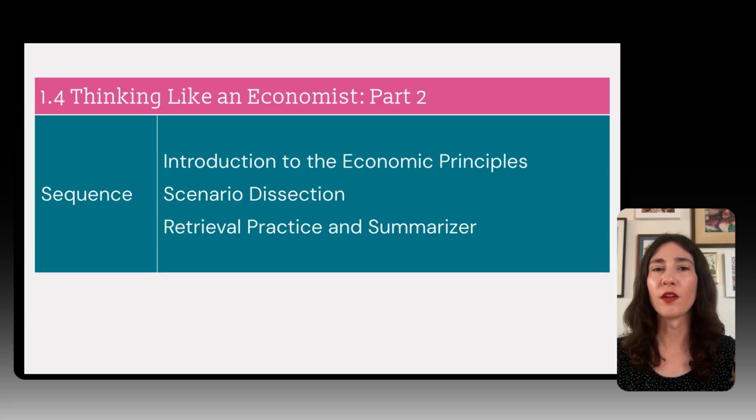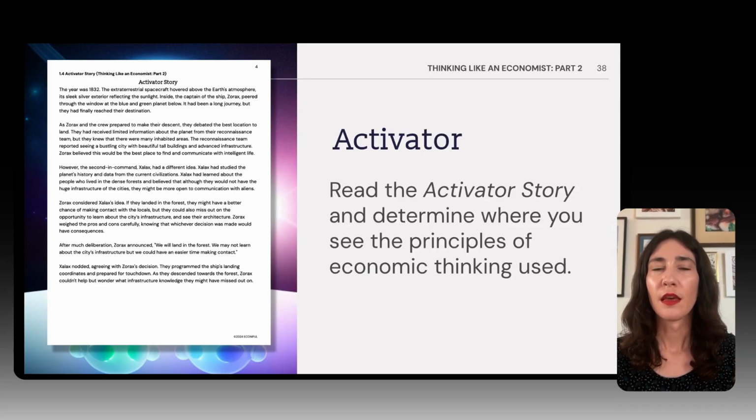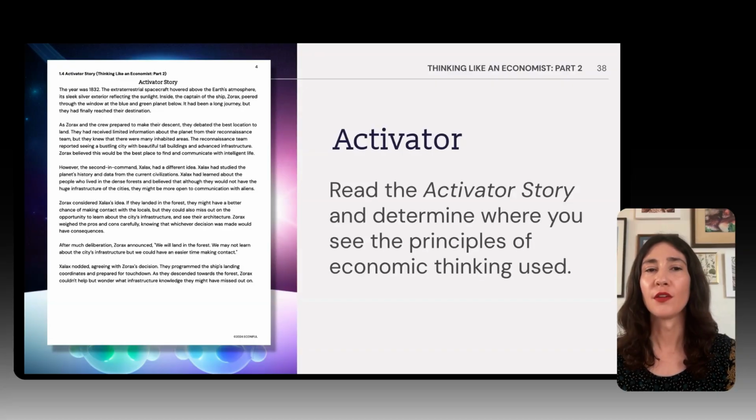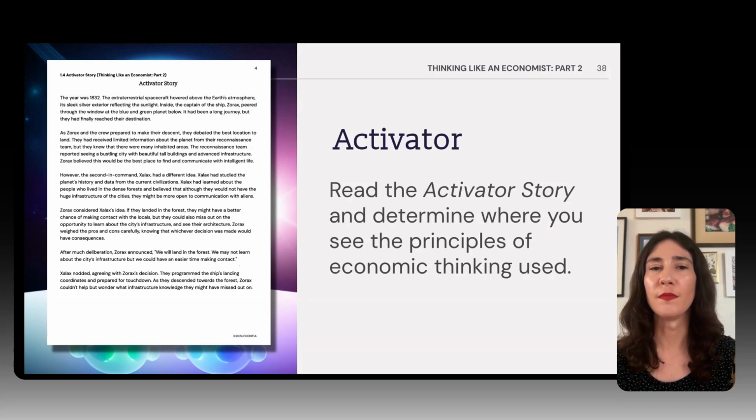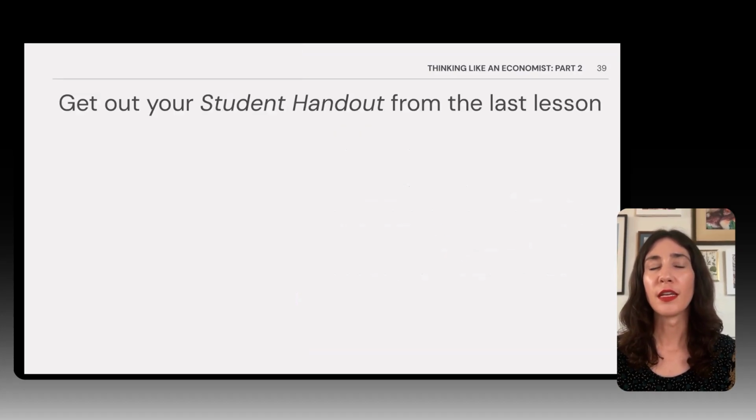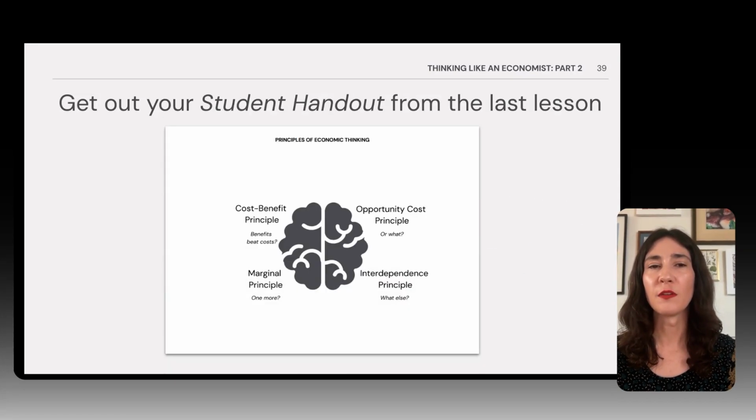So for part 2, we'll cover the next 2 economic principles. We'll do a scenario dissection to apply those principles, and then a retrieval practice and summarizer. The activator gives students a chance to retrieve the 2 principles they learned in the prior class and apply them to a story. So then they'll get out their student handout from the last lesson. I didn't show this before, but this is what their note taker looks like. You can pause here to review the principles from the previous class as needed.